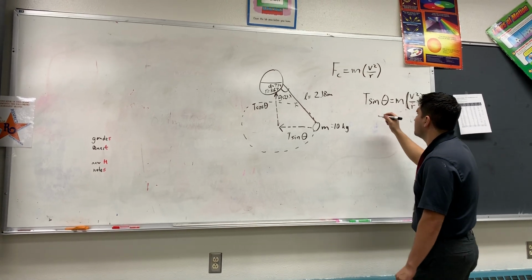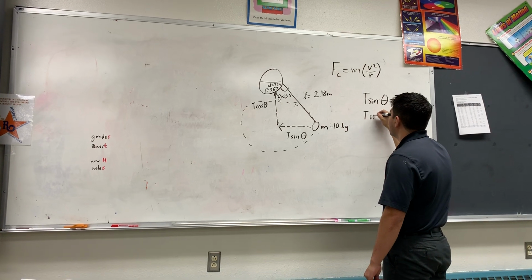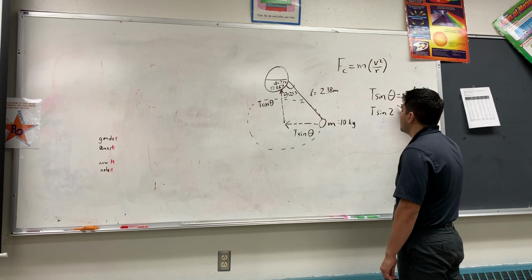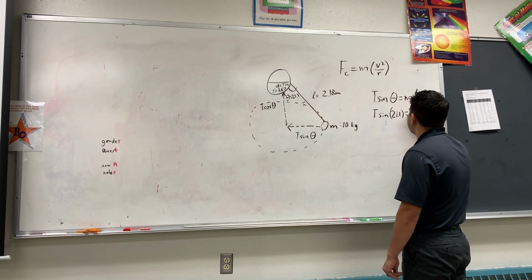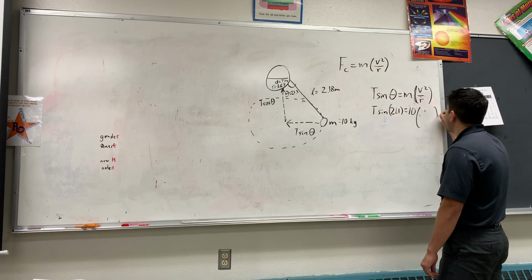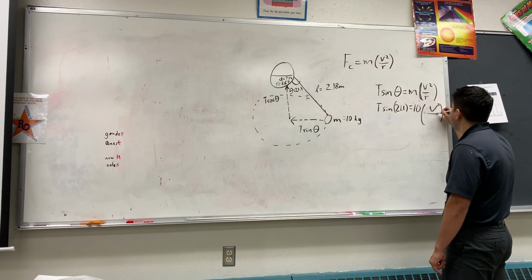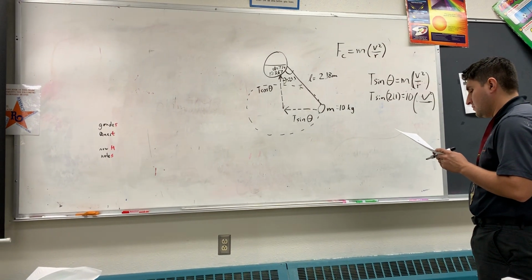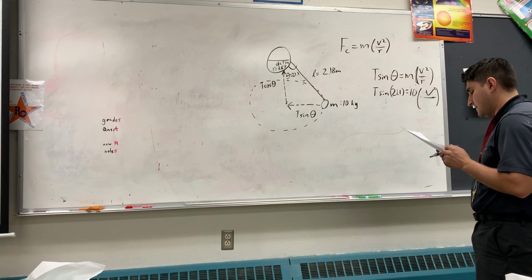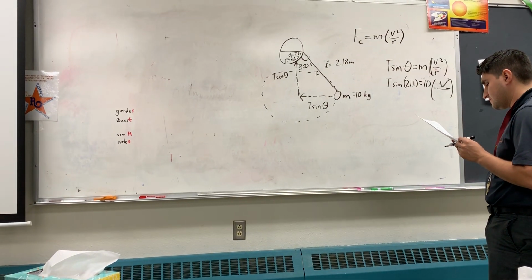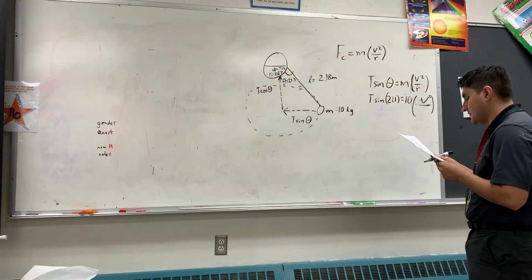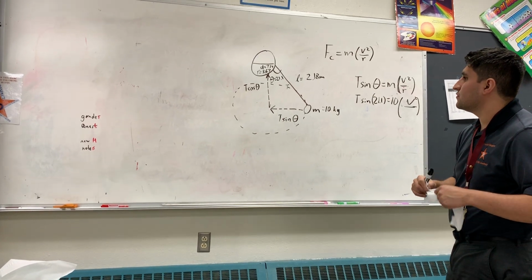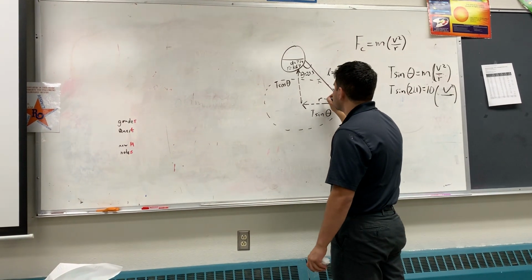So I'm going to plug in the things I know. I don't know the tension, they don't give me that in the problem. But I know the angle is 21.1, I know the mass is 10, and I'm looking for the velocity. I can calculate the radius by doing some other math right here. So this right here is the radius.